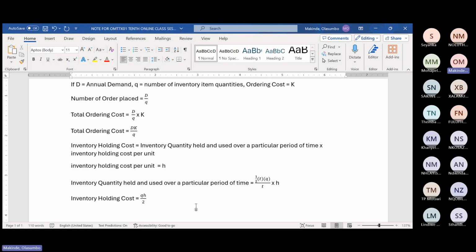Any question with this? Does this make sense in terms of the inventory holding cost? If it makes sense, type Y.